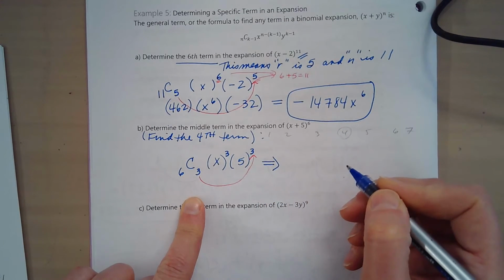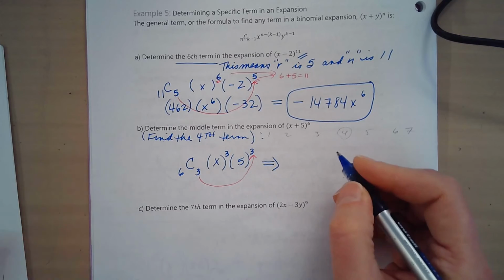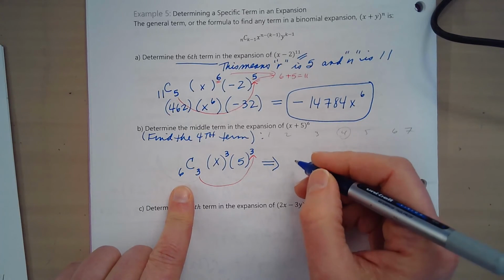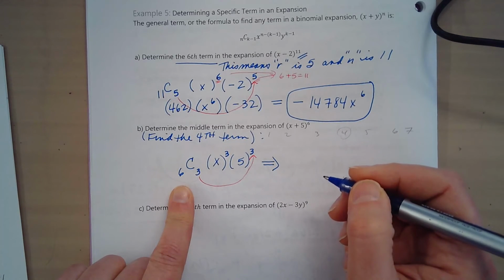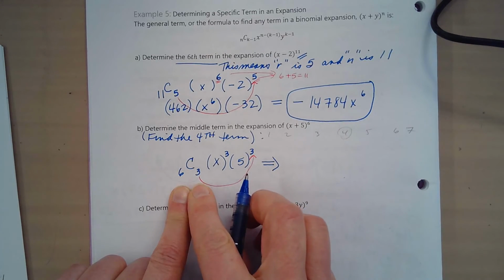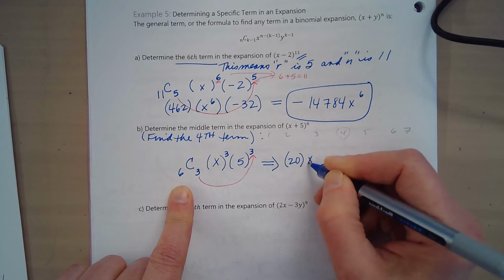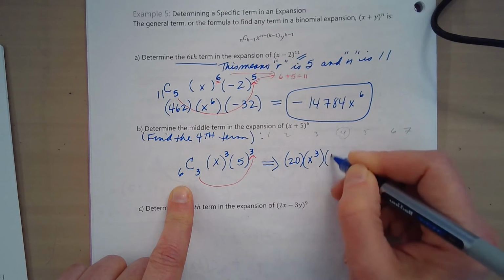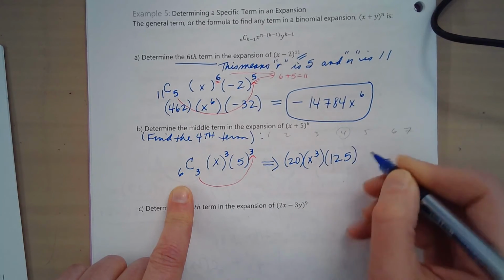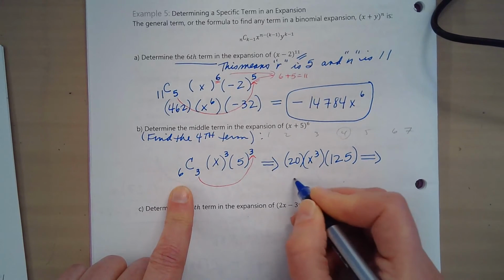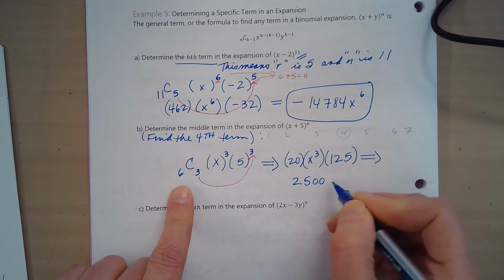So I think your answer will change slightly, right? I think 6c3, you got 20? No, we got 2,500. No, but for 6c3, yes, it's 20, right? And then that's an x cubed. 5 cubed I know is 125. And then finally, I combine that all, I get 2,500 x cubed.